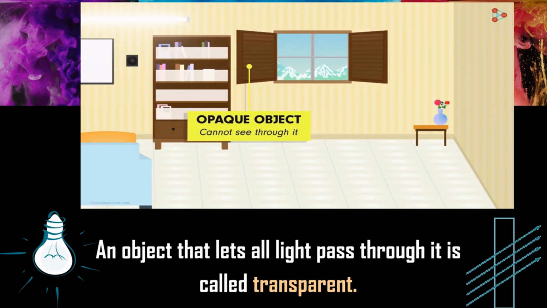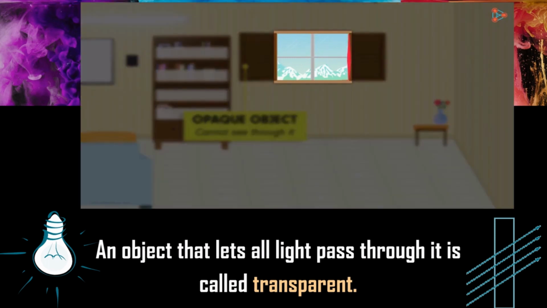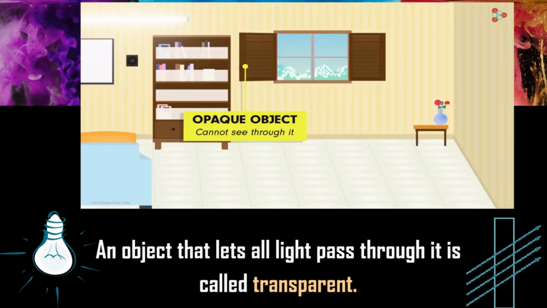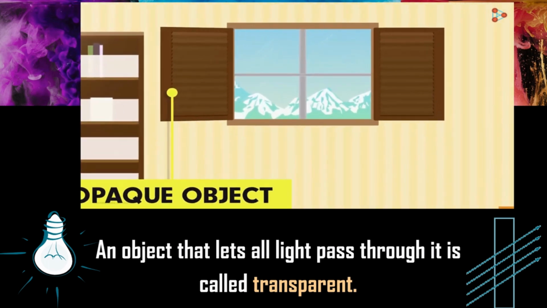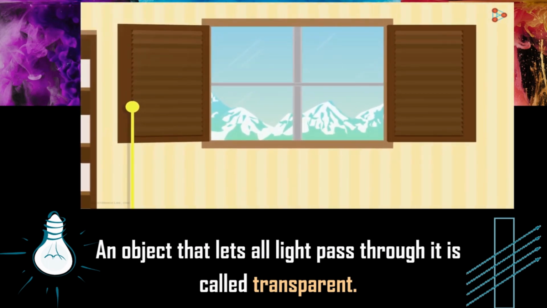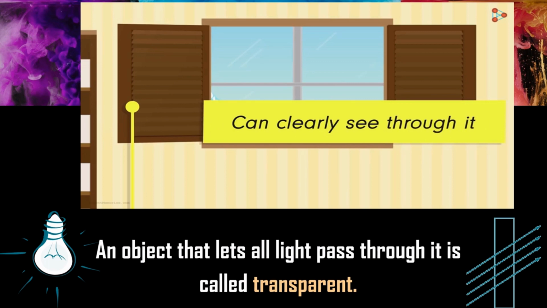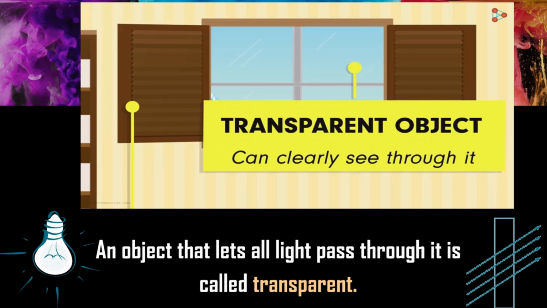Let's open the window. Can you see something new? We see the surroundings through the glass. We have a clear glass which allows light to pass through it, allowing us to see through it clearly. Such objects are called transparent objects.